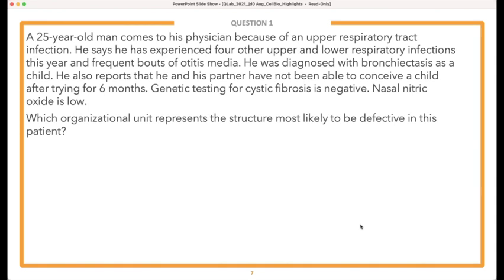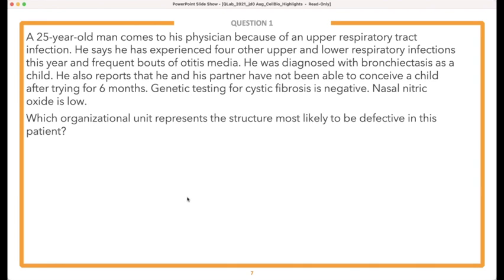The first thing that we do is we read the lead-in first, and the lead-in is basically the question here. So in this case, the lead-in is: which organizational unit represents the structure most likely to be defective in this patient? From there, we then go back and we read the vignette, which is the main body of the question. So we'll go to the vignette.